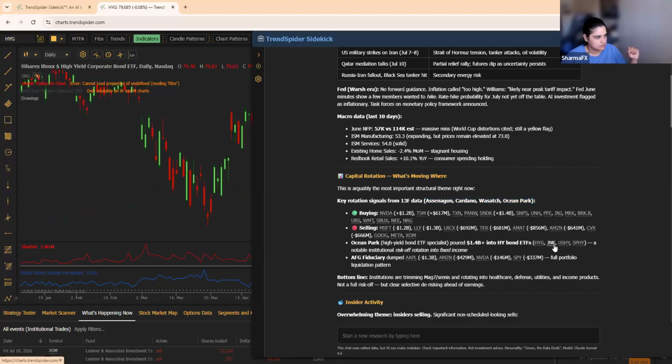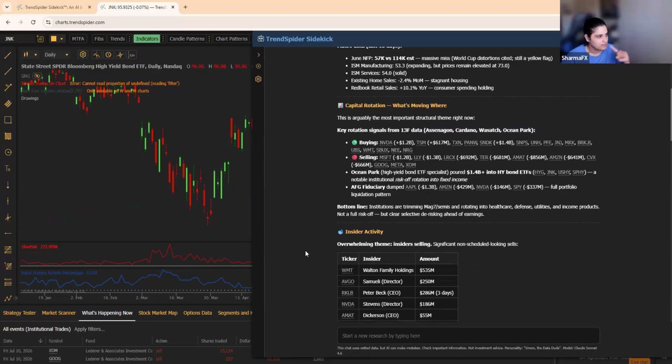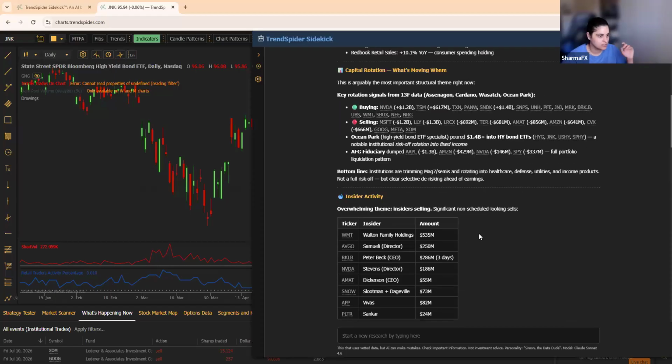So these are the very specific ETFs. So this is a notable institutional risk off rotation into fixed income that's happening. So that's just one. And then let's see here. Institutions are trimming Mag 7 semis and rotating into healthcare, defense, utilities, and income products. We will ask Sidekick some more questions just to get a little bit deeper and really figure out which are the specific sectors that I really want to be paying attention to.